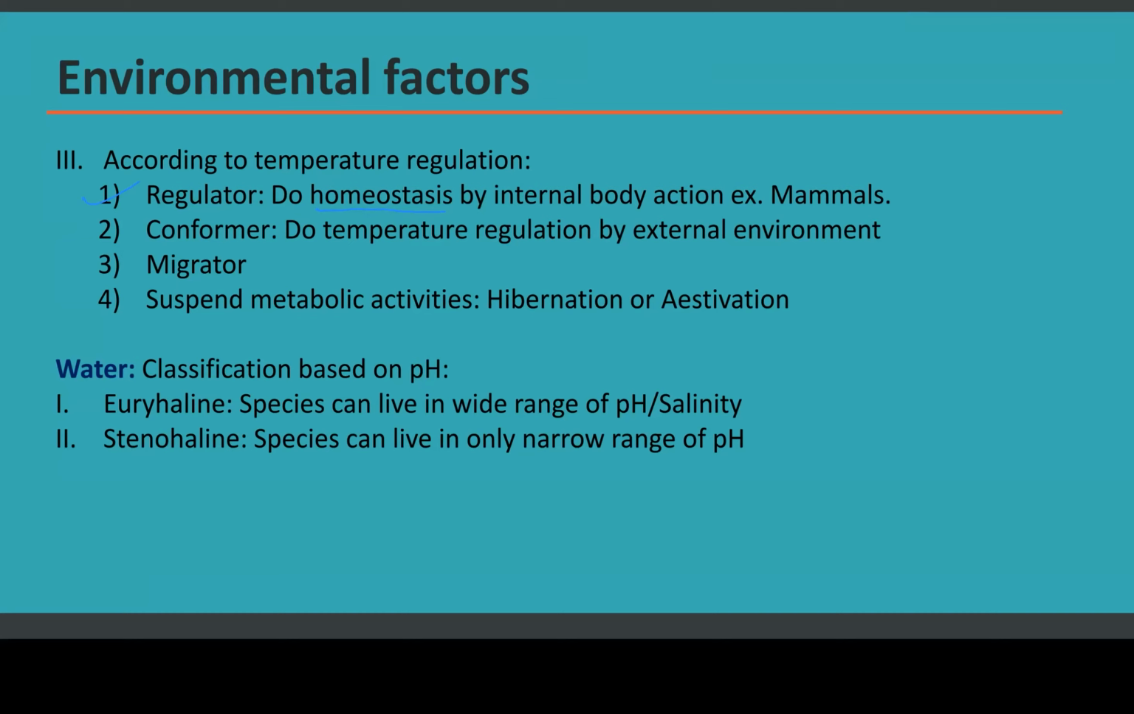So these can be called regulator type of organisms. By their internal body action, they can change their temperature. For example, mammals. If you look at the example of a human being, if the temperature increases, sweating will start, and due to the evaporation process, the temperature will come down. If the temperature decreases, shivering will start, or other mechanisms will start, and it will ultimately increase the body temperature. So these organisms can be classified as regulator organisms.